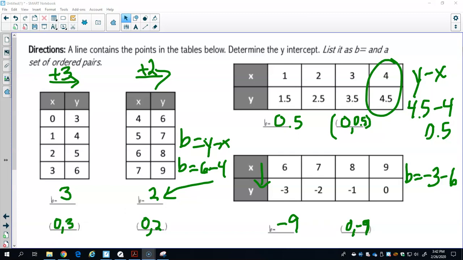Okay, so that's how we find y-intercept from a table. Remember, the difficult thing is going to be determining whether it's multiplicative or additive. If it's multiplicative, you're going to find slope. You divide y by x. And if it's additive, like these examples with y-intercept, you're going to subtract x from y, or simply find what you would add to x to get y.